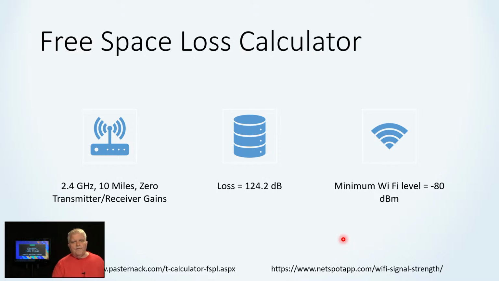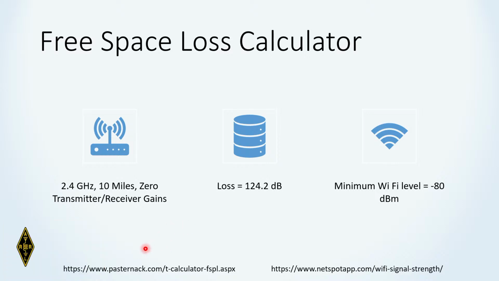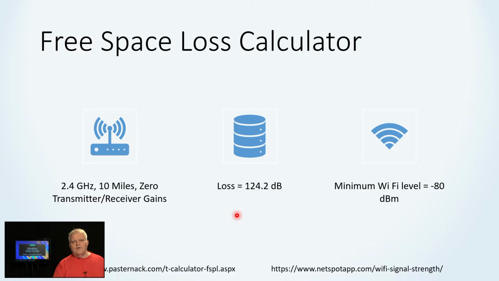I want to put together a 2.4 gigahertz, 13 centimeter in the amateur bands, 2.4 gigahertz, 10 miles, and we'll start with 0 transmitter and receiver gains. And down below here, when you get the handout, is a URL link to an online calculator for path loss. So you can put in the frequency and you can put in the distance, and it spit this out for me. The loss over 10 miles is going to be 124.2 dB. Also, you can find all sorts of stuff on the internet. The minimum Wi-Fi level that is considered appropriate in the commercial world is minus 80 dBm, or 80 dB below 1 milliwatt. When you see the dBm, that M refers to milliwatt.